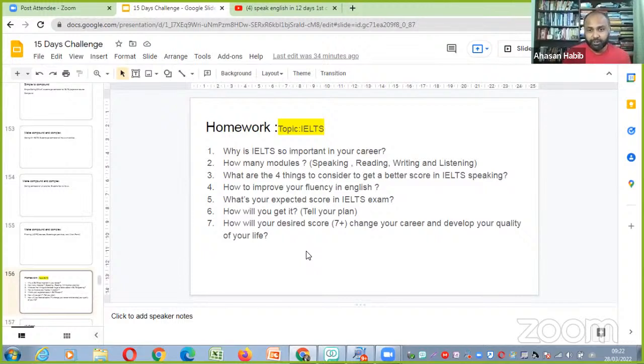So how will your desired score change your career and develop your quality of life? Okay, so you can say there are many ways. A score of 7+ in IELTS can change my life, change my career, and develop my quality of life. So first of all, I would say if I get 7+, definitely I'll study abroad. And once I study abroad, then definitely I'm going to achieve quality education. And after that, even if I consider coming back to my home country like Bangladesh, India, or Pakistan, I can get a better job in a multinational company. And also if I stay there and get settled, I'll be able to find a job where I can earn and get a world-standard lifestyle. So this is how.